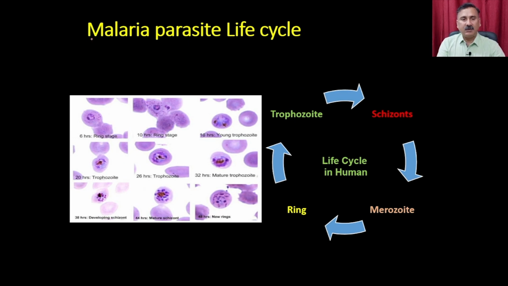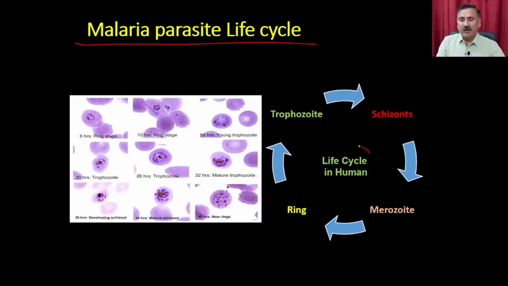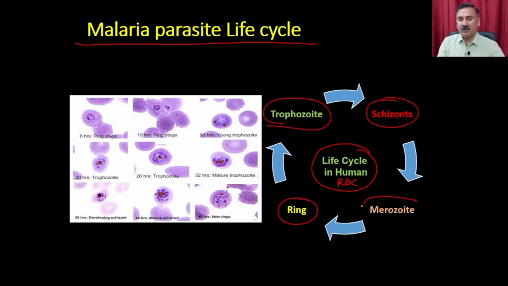Before getting into this, you have to understand the malaria parasite life cycle. The life cycle within the human host is within two different organs: the liver stages and the RBC stages. The life cycle within the RBC has four stages: the ring stage, the trophozoite, the schizont, and the merozoite. After the merozoites, it is going to infect new RBCs, and that's how the parasite increases in number.